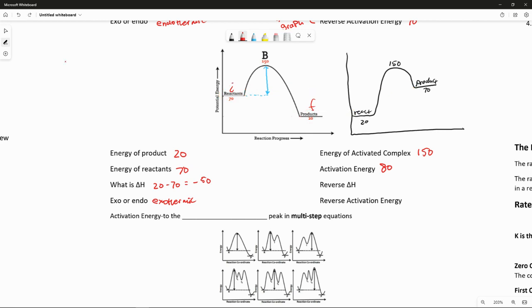All right, so now we can calculate delta H reverse. Now 70 is our final, and 20 is our initial. So final, 70, minus initial, 20, is going to give us 50. So our new reverse delta H is 50. Reverse activation energy is calculated the same way we calculated the regular one. So from 150, our activated complex, to the reactant. So 150 minus 20 is going to be 130, and that is our reverse activation energy, 130.